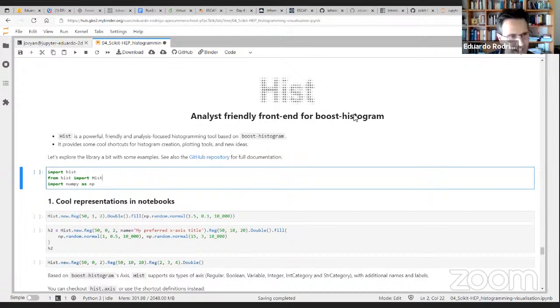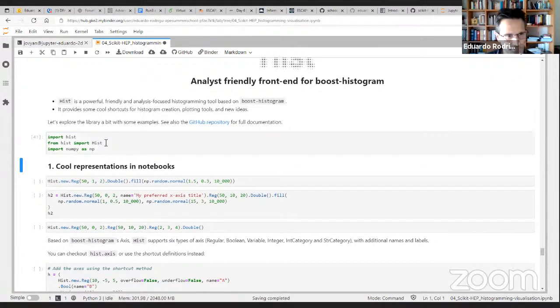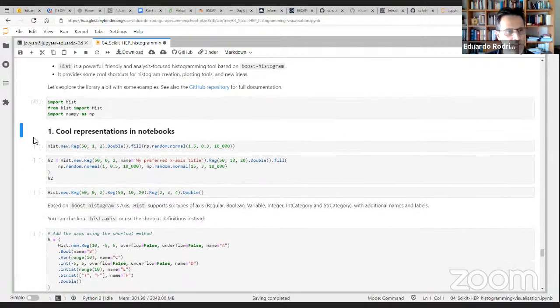Can't live without it. So here I'm doing as usual, nothing trivial apart from importing the package, or the main class that's called Hist with a capital H. And quite nice is this thing. I mentioned that one reason here is really to make it a powerful, friendly, analysis-focused histogramming tool on top of Boost Histogram. You can see it as the kind of engine, the one that does all the heavy lifting. And remember, if you're playing with multi-dimensional histograms, then it really is the fastest thing on the market there.